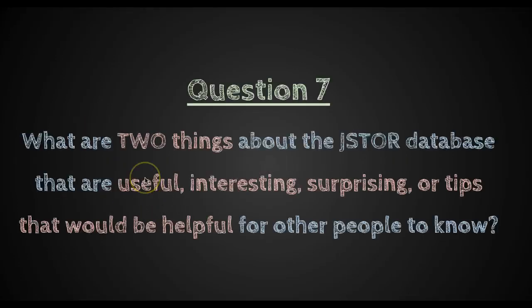Moving on to question number seven. What are two things about the JSTOR database that are useful, interesting, surprising, or tips that would be helpful for other people to know? So two things about JSTOR that you found useful or that you think others should know about it before they use it. You can pause the video and complete that question before restarting the video.